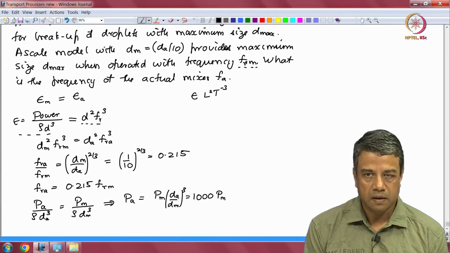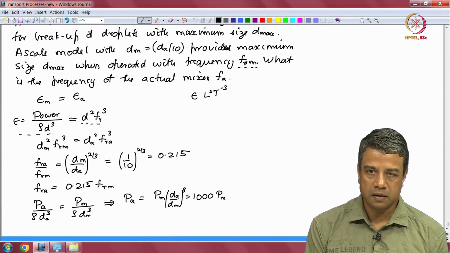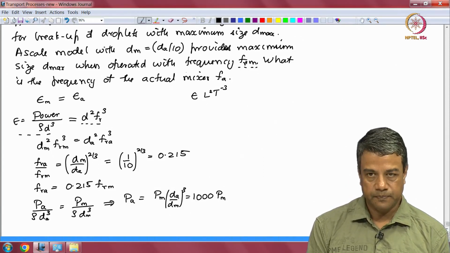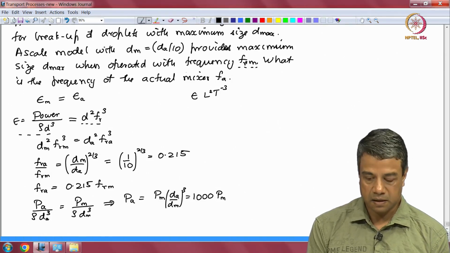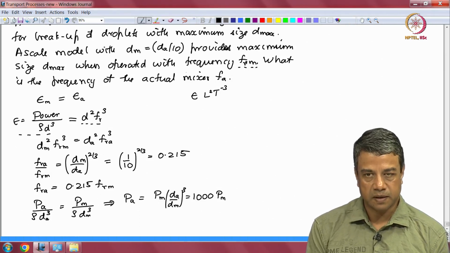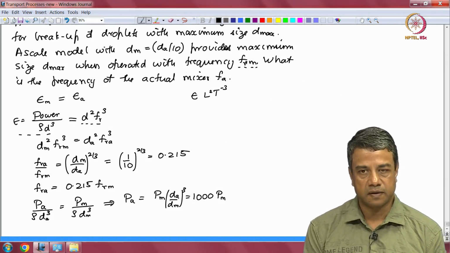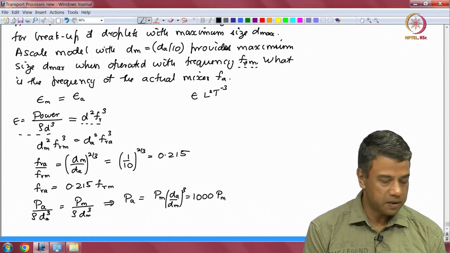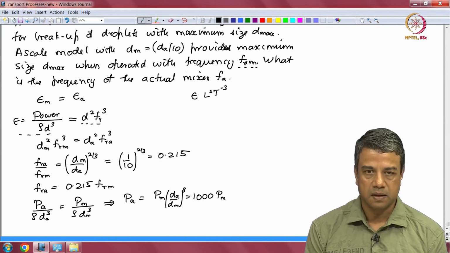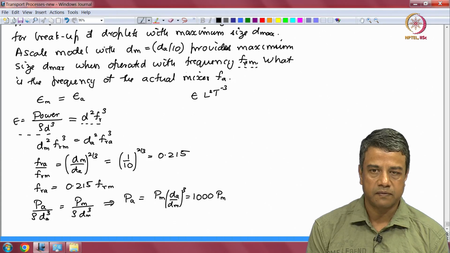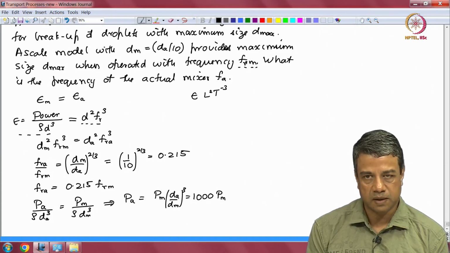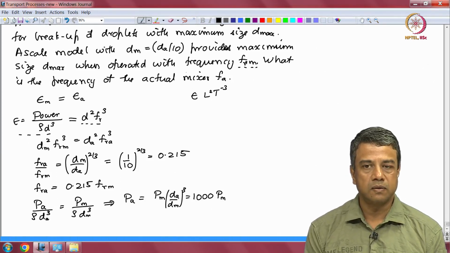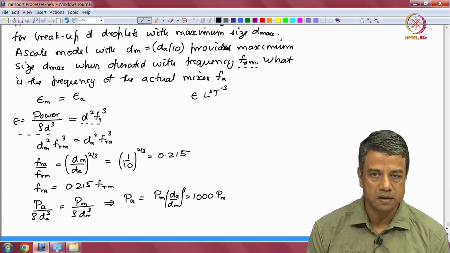So, if I have done an experiment in a model reactor and got the desired droplet size with a particular frequency Frm, then for the actual reactor, that frequency can be 0.215 times Frm, because the size is larger by a factor of 10, and therefore dm by dA is 0.1. The actual power that will be required is going to be 1000 times. So, you have to design the actual reactor to have a power input that is 1000 times what you have for the model reactor of 1/10 the size. So, this is how you do scale up in order to get constant intensive properties.